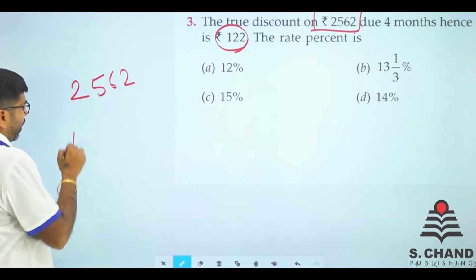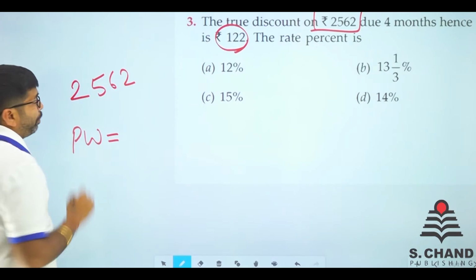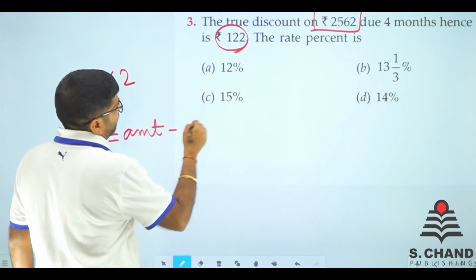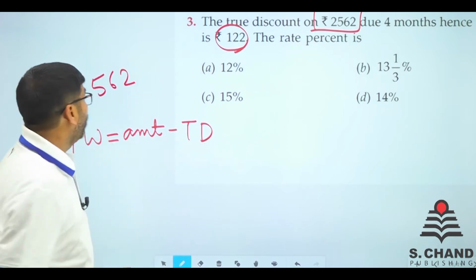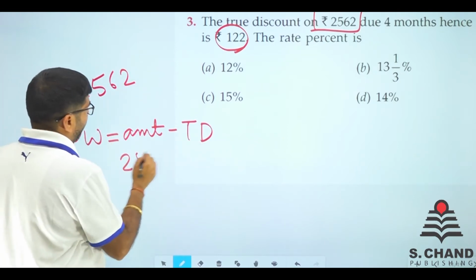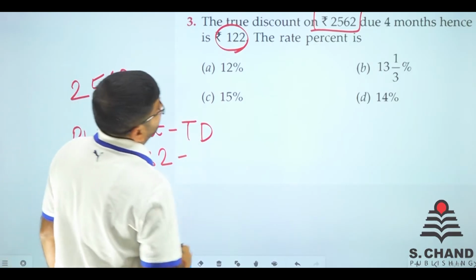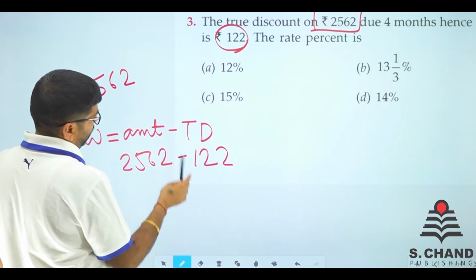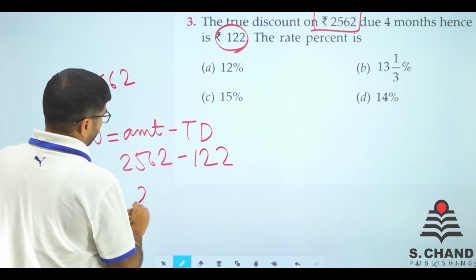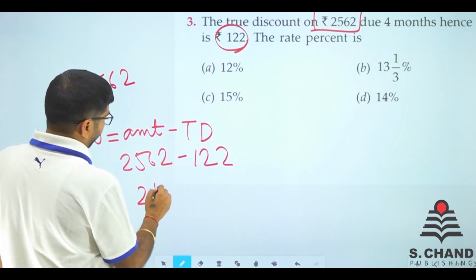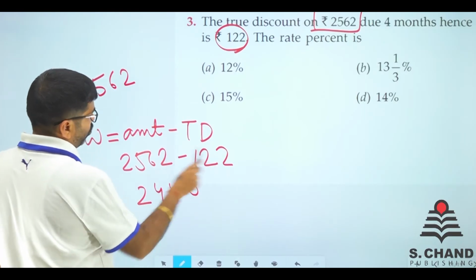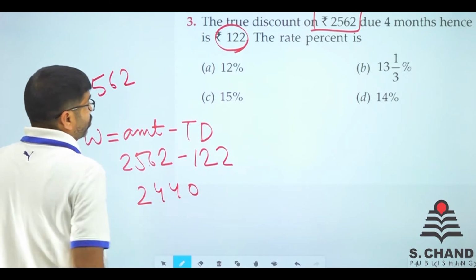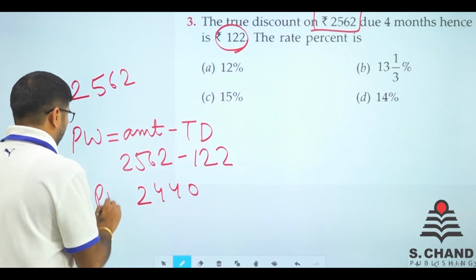So if you remember, if I want to calculate present worth, it is amount minus TD. So present worth is 2562 minus true discount 122. So it is 2440, because 2 minus 2 is 0, 6 minus 2 is 4, 5 minus 1 is 4. So 2440 is the present worth.